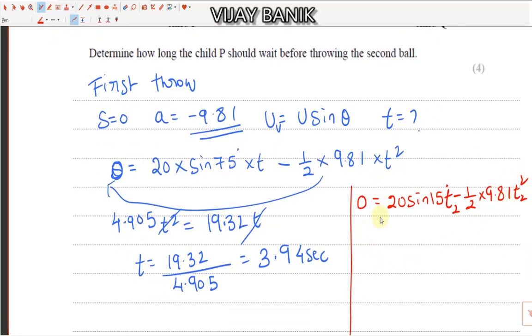So bring this to the other side. Again, it's going to be 4.905 t squared equals 20 sin 15, which is 5.18 t. Now how much is this? 19.32. Let me just double check: 20 sin 75. Yeah, I'm correct. So now t again cancels. You will be left with t equal to 5.18 divided by 4.905.